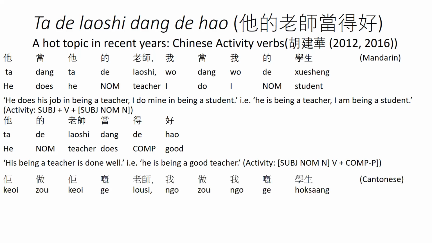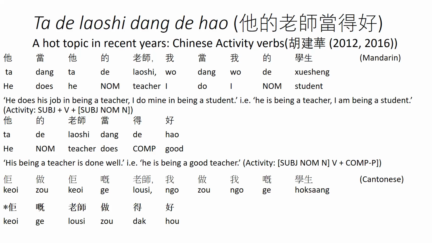Now, this construction is very common in Chinese dialects. So for example, in Cantonese, we have a parallel structure, which I haven't glossed because the glosses are exactly the same. This is exactly parallel to the first sentence above. For example, in Cantonese, we can say 佢做佢嘅老師，我做我嘅學生. So he is being a teacher while I'm being a student. The syntax is exactly the same.